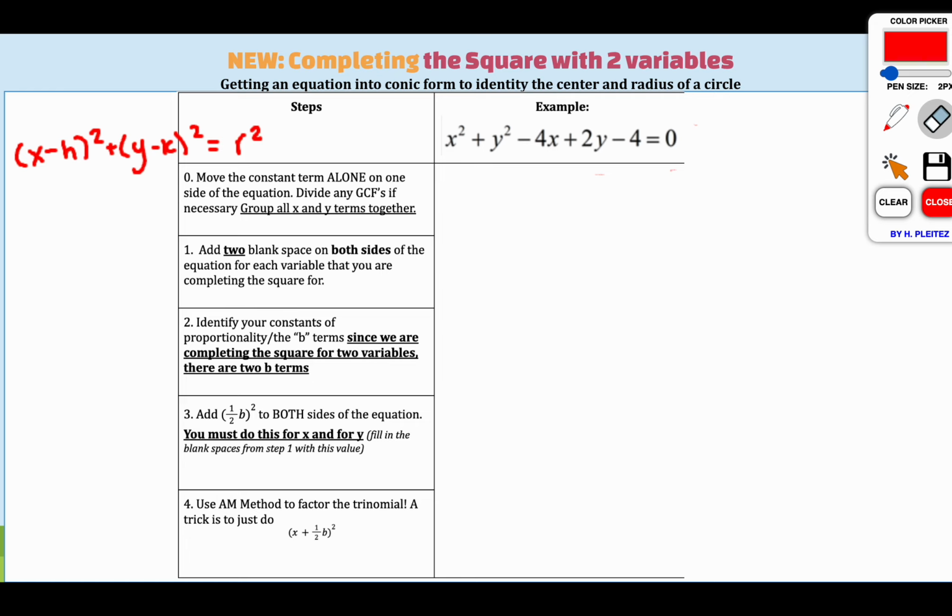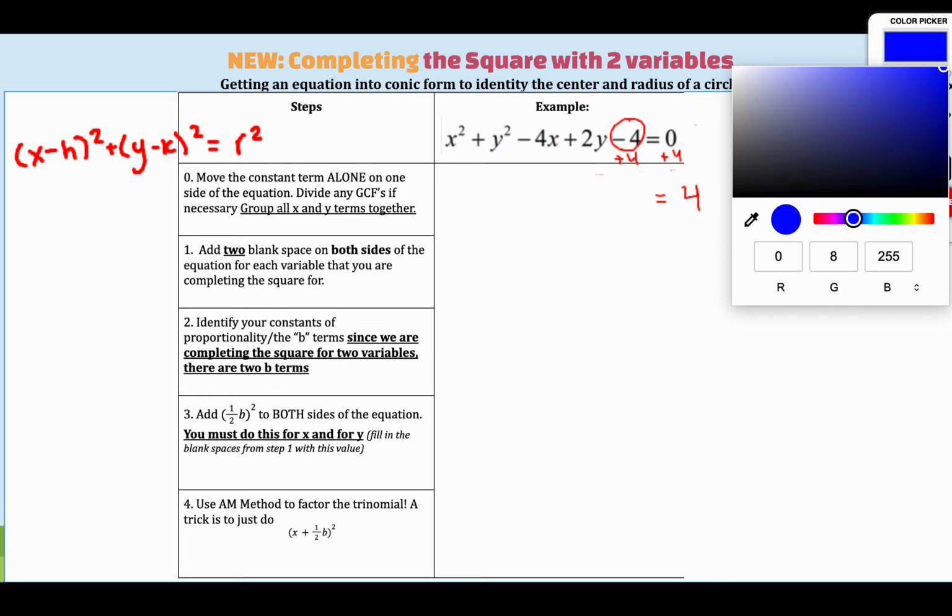Now, let's make sure our constant term, this negative 4, is on one side of the equation. So we add 4, we add 4. We know that this value on the right side is going to just be 4. But now we need to regroup our terms. We have x squared plus y squared minus 4x plus 2y.